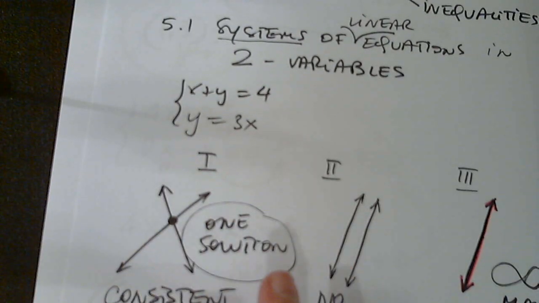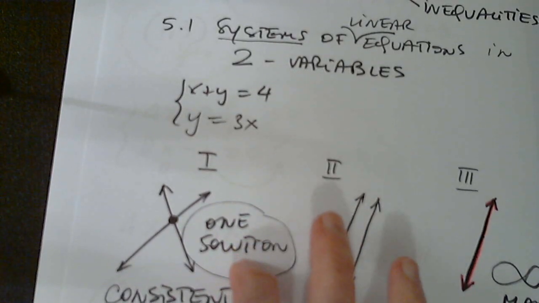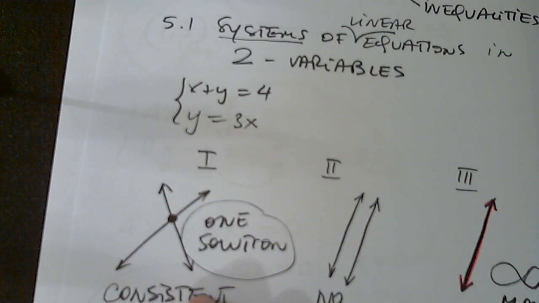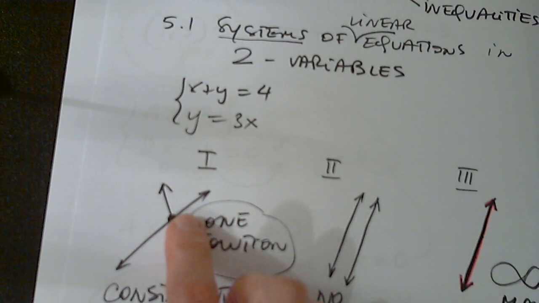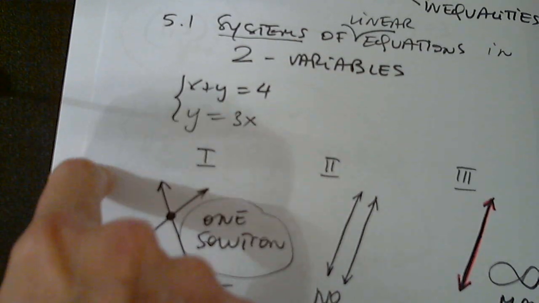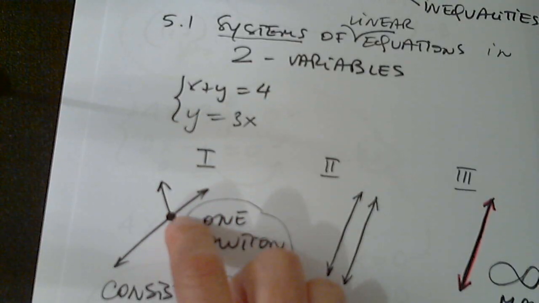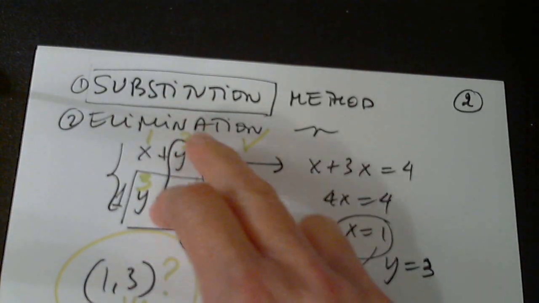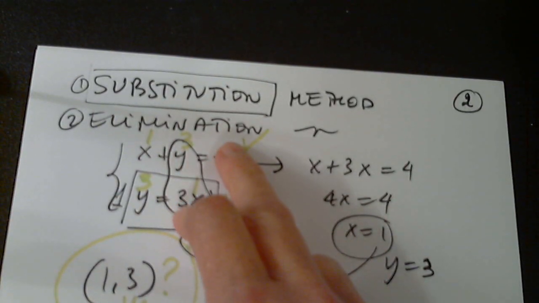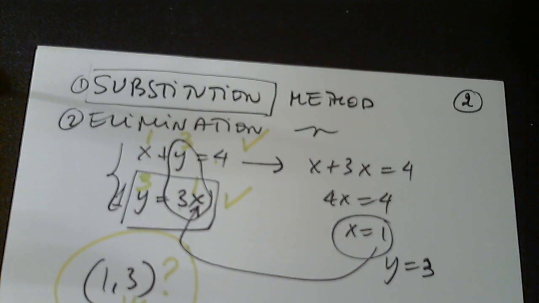The system is consistent, independent equations, one solution. And when I check, that solution has to verify both equations. If it does not verify both equations, it's not this point of intersection. It's probably a point here, or a point here, or a point here. Who cares? We only want to find the point of intersection. Therefore, the ordered pair has to verify both equations at the same time. If it verifies one and not the other, it's not the solution.